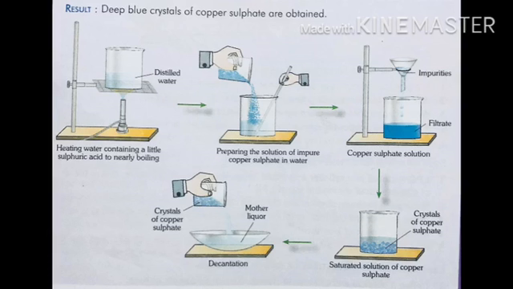We pour the mother liquor, the substance in which we are making a crystal, into another container, then allow the copper sulfate crystals to dry. By this activity, we know how to make copper sulfate crystals.